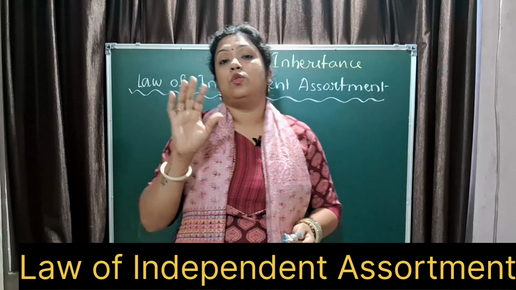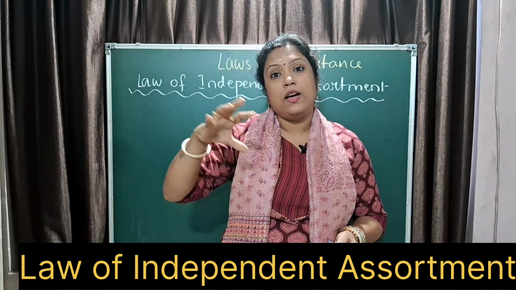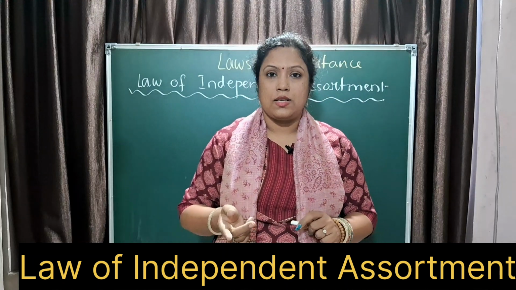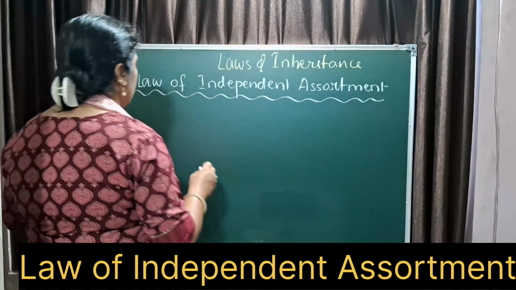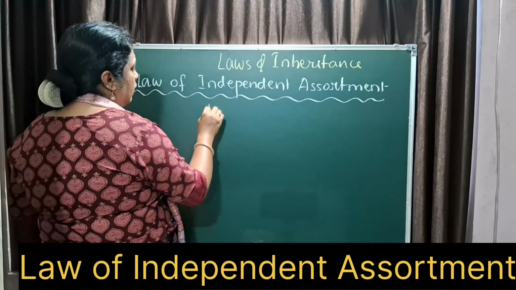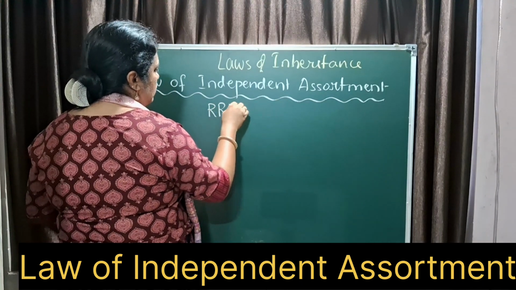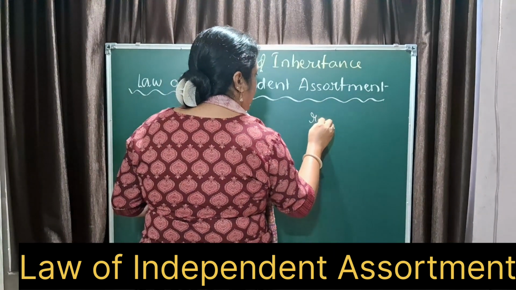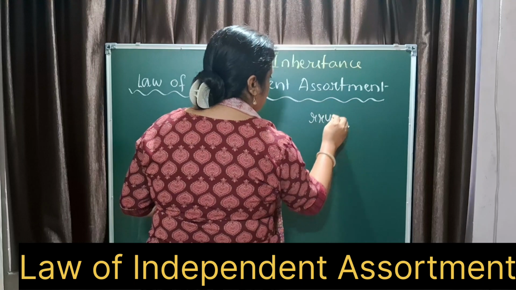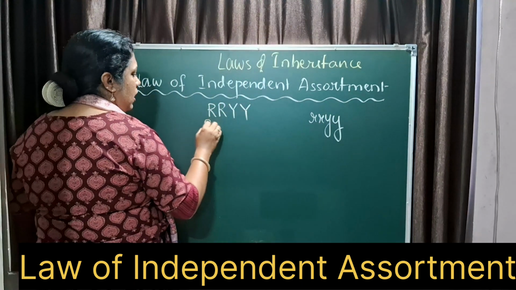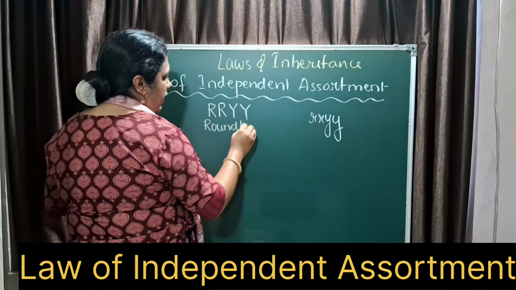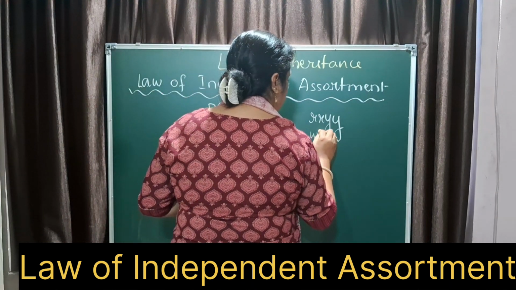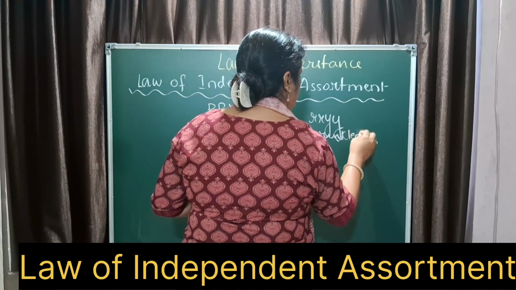So in that case, out of the 2 characters, when the separation of the alleles happen, the allele separation into the gametes are independent of each other. You are understanding? I will explain you with the cross. Now in this case, let us take the example of round and yellow seeds. And what is the recessive trait for that? Wrinkled and green seeds. Okay, so this is round and yellow, and this is wrinkled and green.